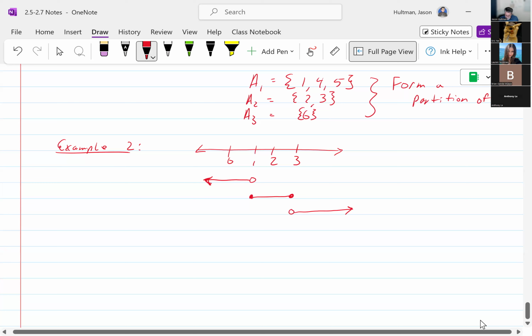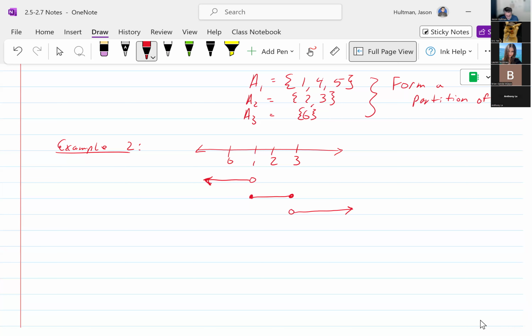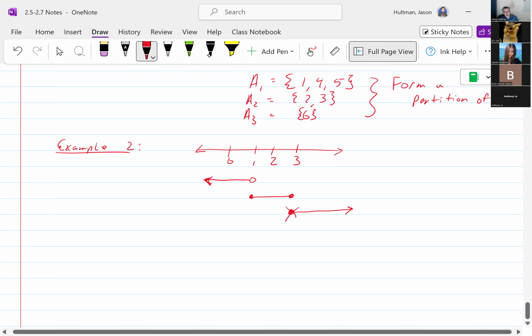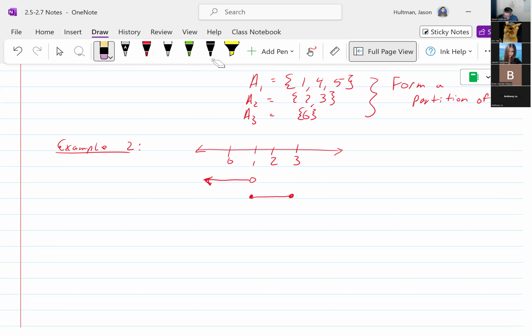But there are conditions for piecing up a number line. All values of the number line must be represented, and you cannot have an overlap. So if I had, say, this here, that would be wrong. I can't have 3 in both partitions. That's why I have an open circle there instead of a closed one.